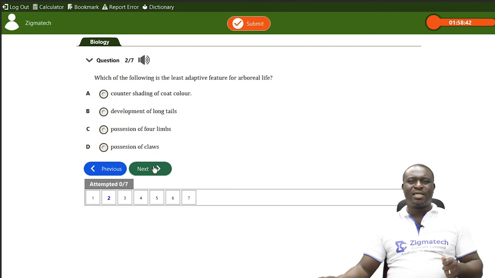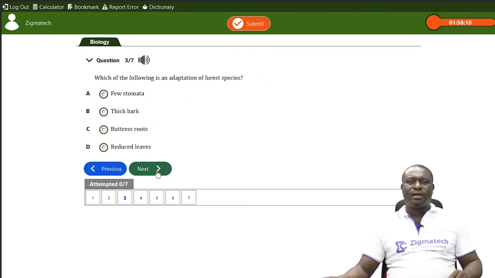Number two, which of the following is the least adaptive feature for arboreal life? We have counter shedding of coat color, we have developing of long tails, we have possession of forelimbs, and then possession of claws. The correct answer should be A, counter shedding of coat colors.